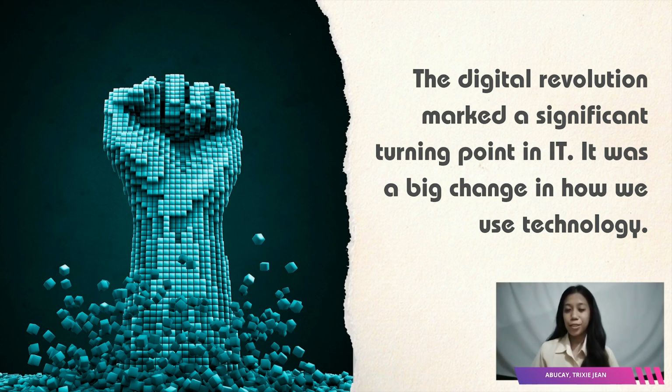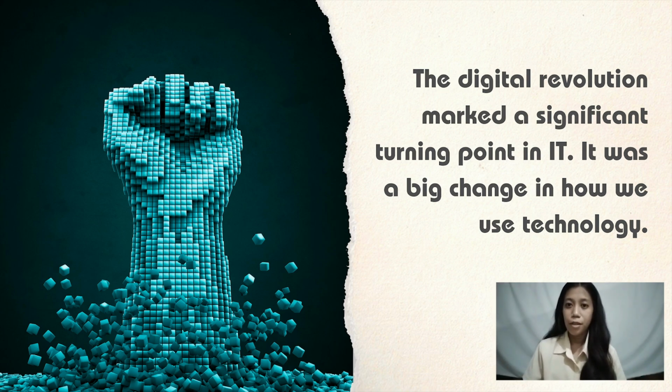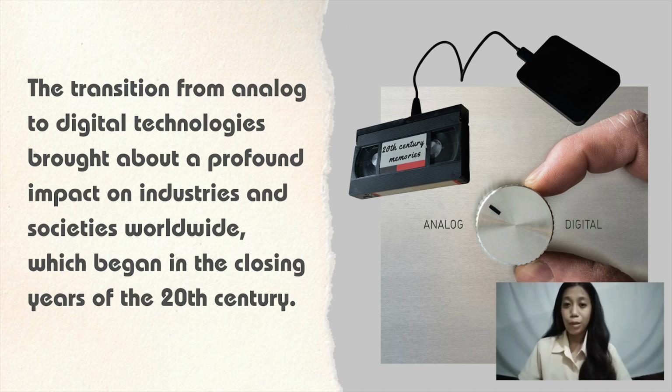So we will now proceed to the digital revolution, which marked a significant turning point in IT. It was a big change in how we use technology. First, computers got smaller and cheaper thanks to powerful chips. Then the internet connected all computers, changing how we share information. The transition from analog to digital technologies brought about a profound impact on industries and societies worldwide, which began in the closing years of the 20th century.